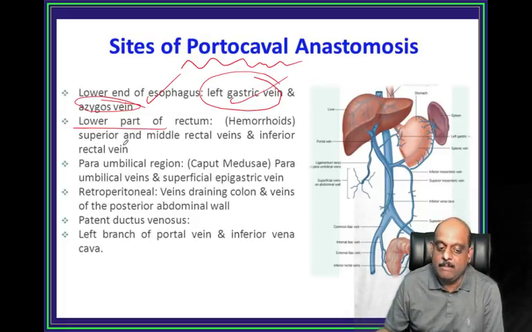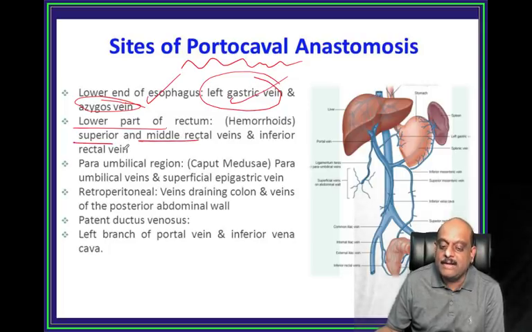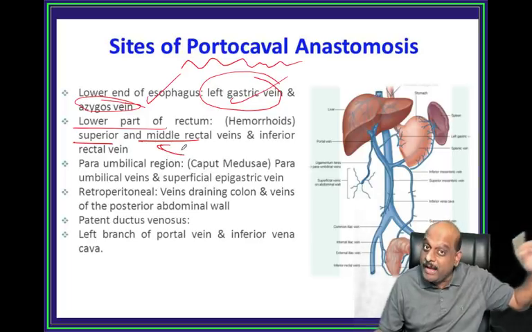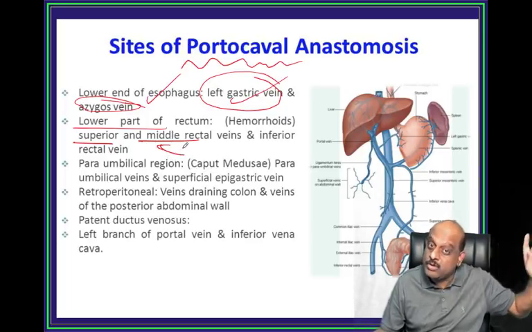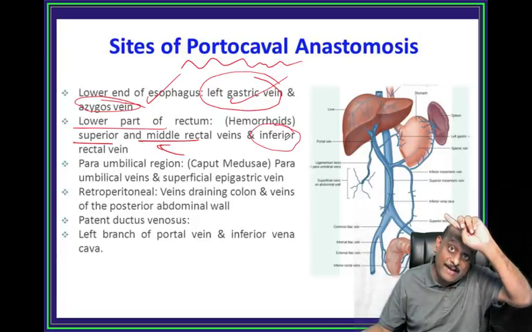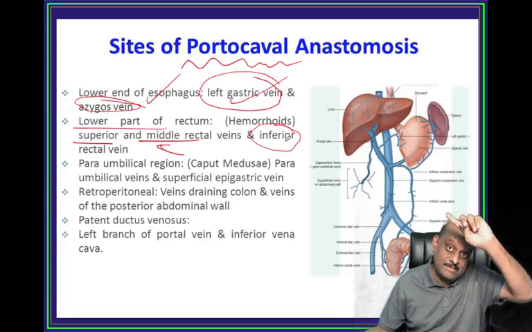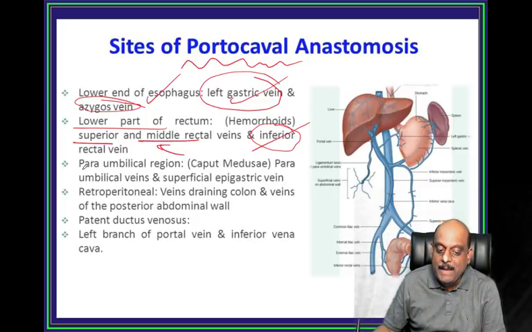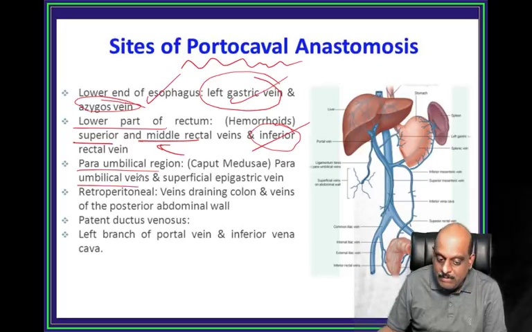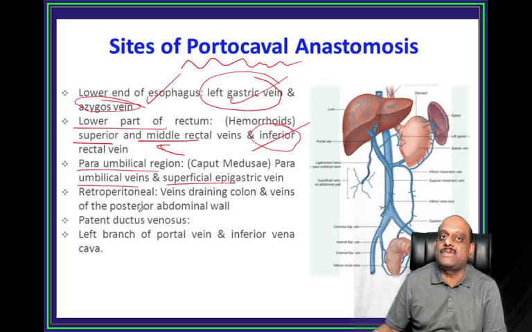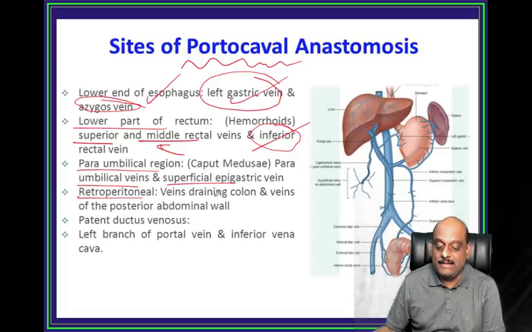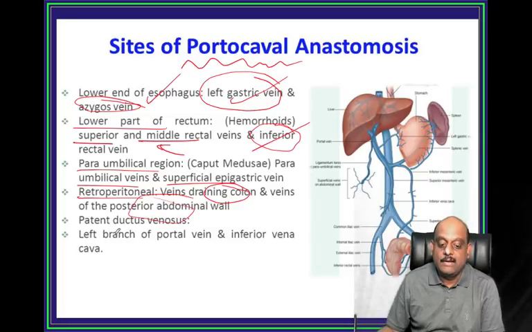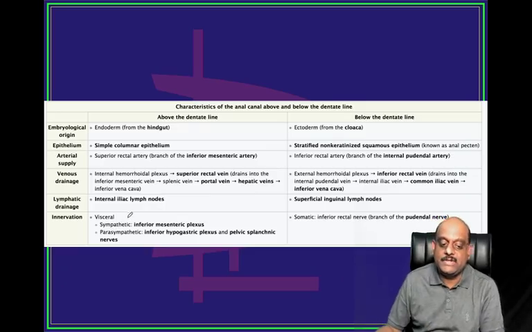Then the lower part of the rectum. Superior and middle rectal veins drain into the mesenteric vein, so they constitute the portal part. Inferior rectal vein drains finally into the IVC, so it is the systemic component. Paraumbilically, the paraumbilical veins and superficial epigastric veins. Retroperitoneally, the veins draining the colon and the veins draining the posterior abdominal wall. That is what you have to basically understand.